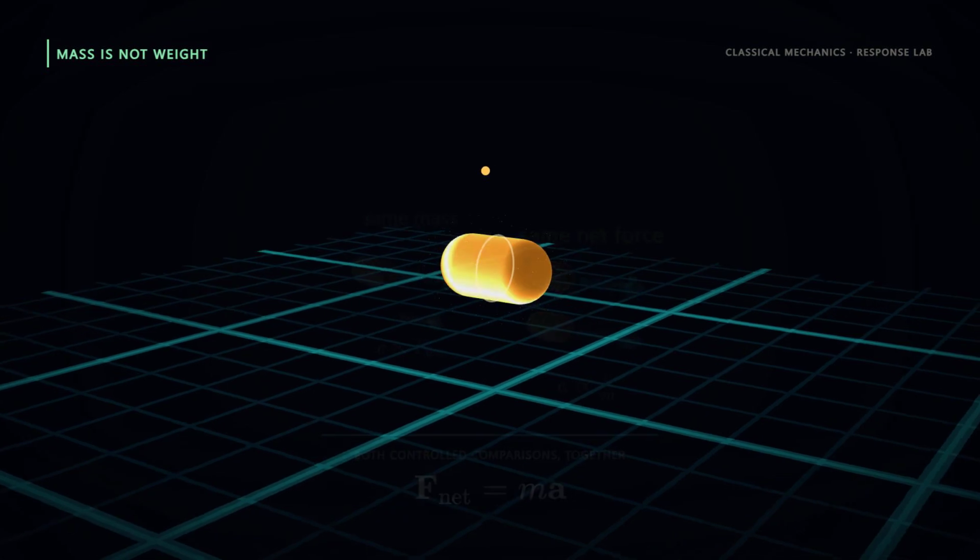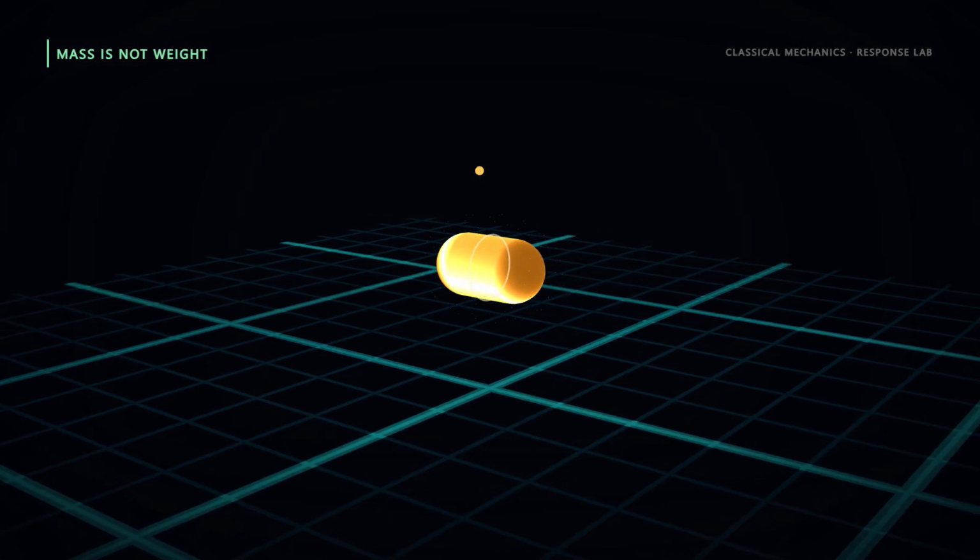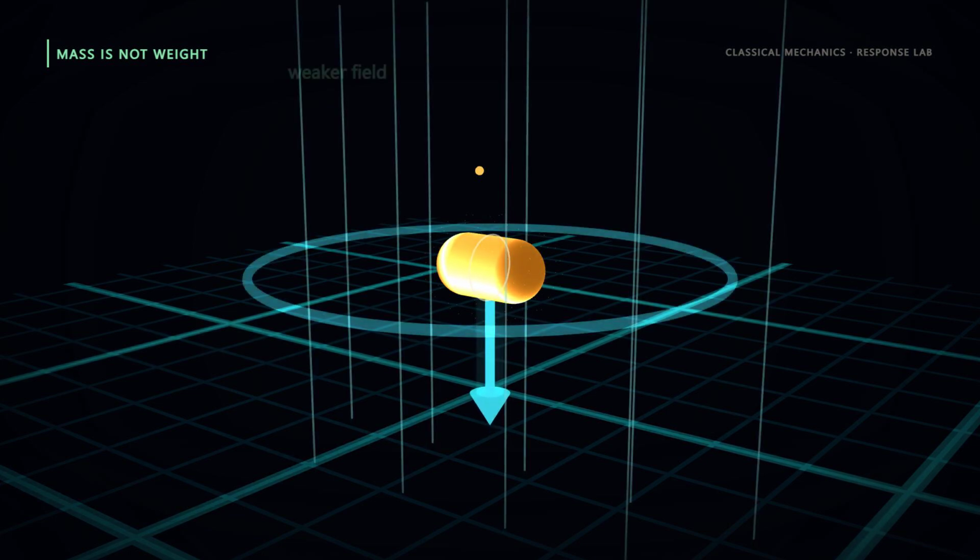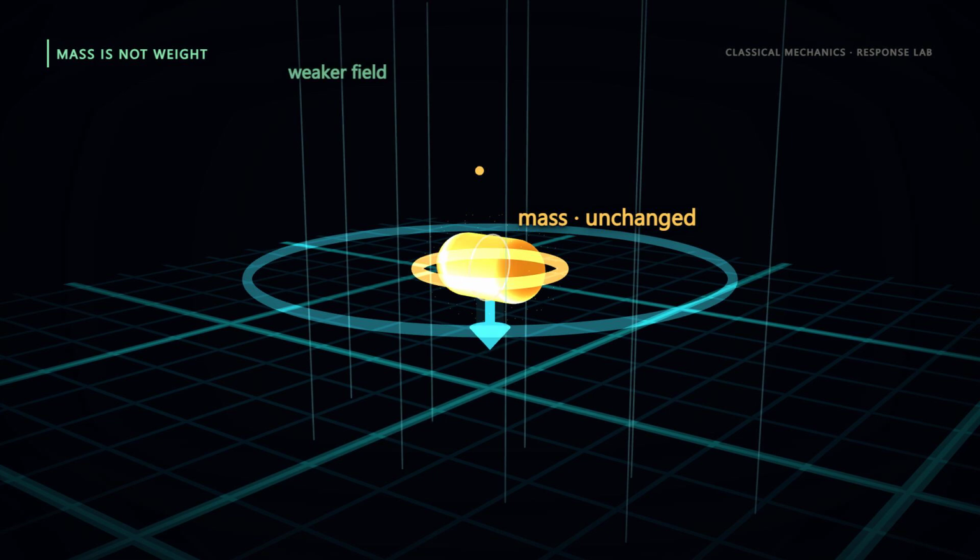One final distinction prevents a common confusion. Keep the same capsule, but weaken the surrounding gravitational field. Its mass marker remains unchanged. Its downward weight arrow becomes shorter because weight is the gravitational force acting on it. Mass measures inertia, weight is a force.